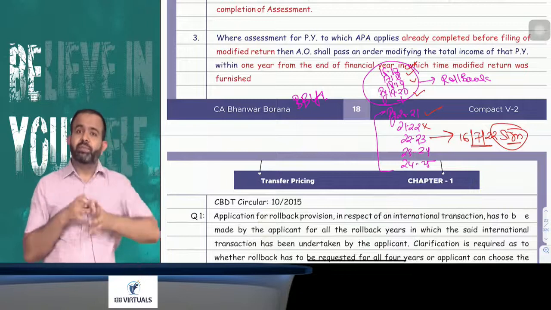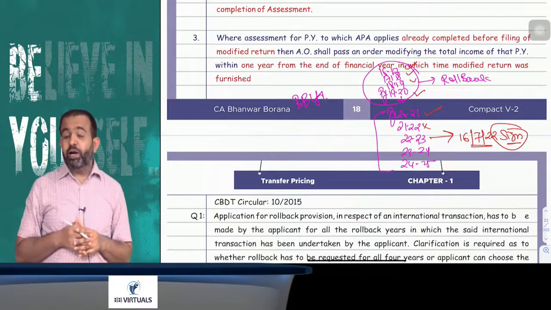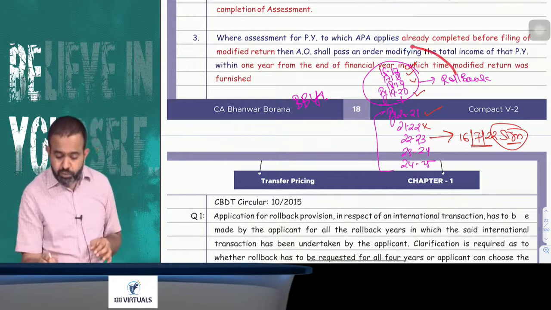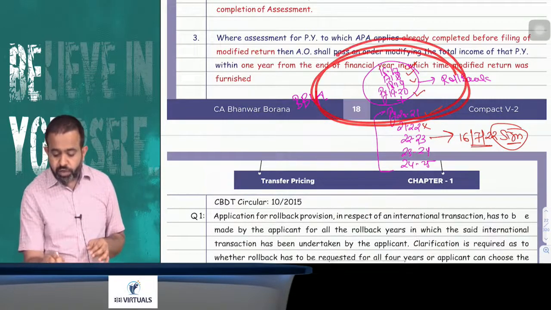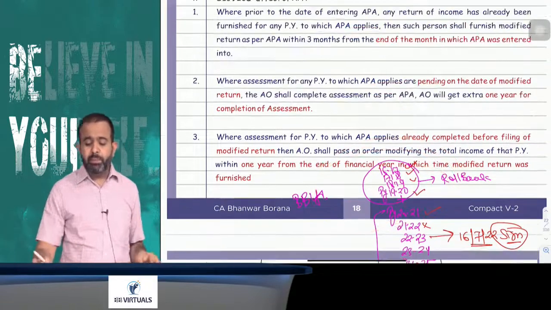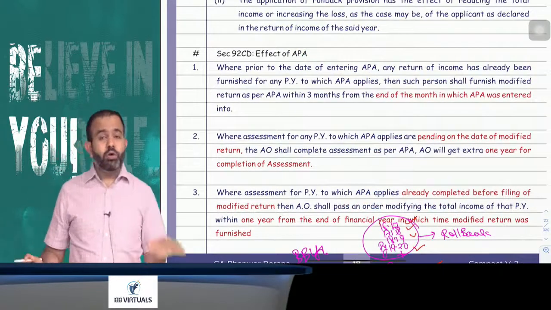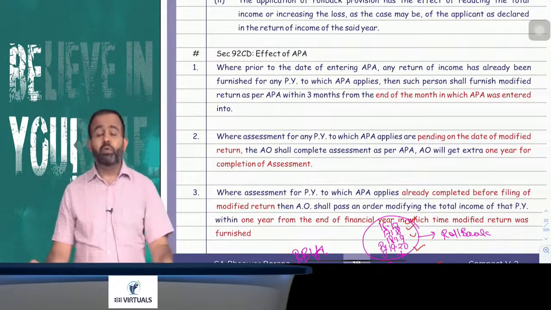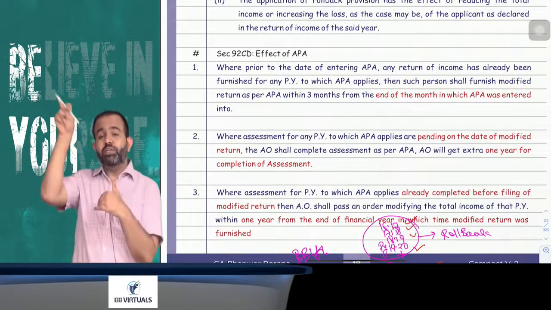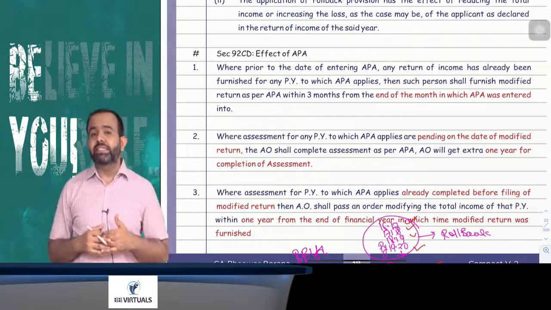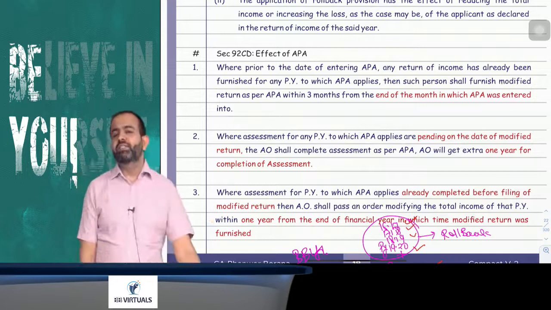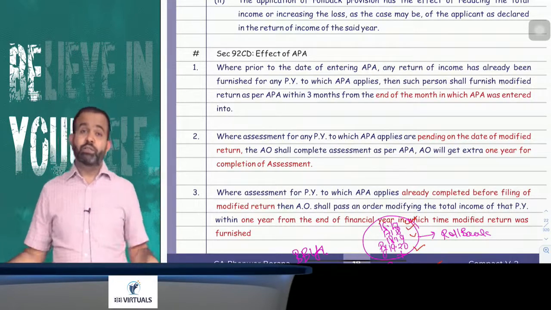Now the APA is applicable for those years. Then you have to file the modified return for those years, and the modified return has to be filed within 3 months from the end of the month in which the APA was entered. Means you have to file the modified return of those years for which the APA is applicable and you already filed the return, in accordance with the APA, within 3 months from the end of the month in which the APA was entered.